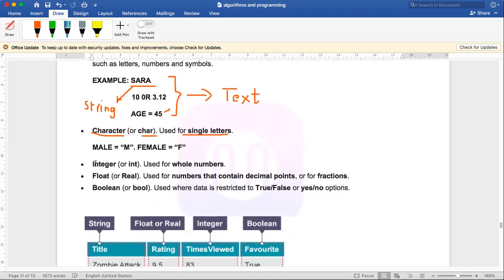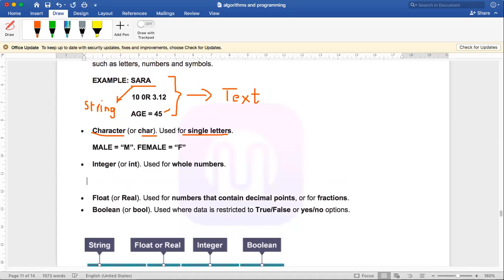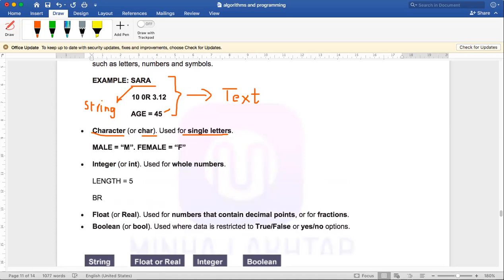Okay, the third thing is integer, or int, used for whole numbers. It means that if you are writing like length is equal to 5, right? Breadth is equal to 8. So these are the values which are known as integer, right? No decimal, yes. Okay.